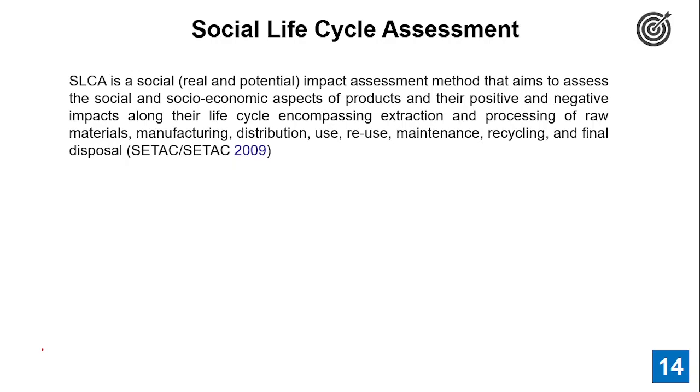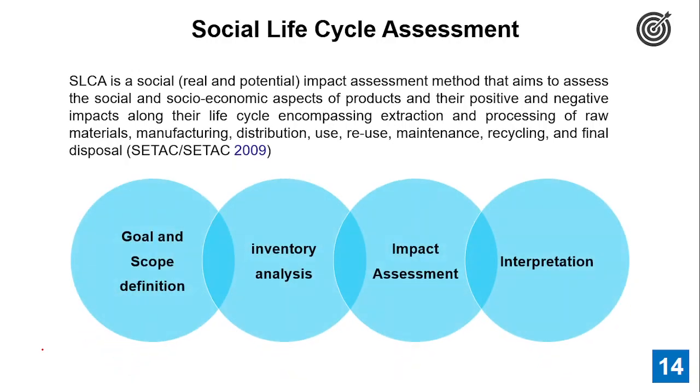Now we reach the social life cycle assessment. S-LCA is a social impact assessment method that aims to assess the social and socioeconomic aspects of products and their positive and negative impacts along their life cycle, encompassing extraction and processing of raw material, manufacturing, distribution, use, reuse, maintenance, recycling, and final disposal. This definition is based on UNEP SETAC in 2019. It also has goal and scope definition, inventory analysis, impact assessment, and interpretation of the result.